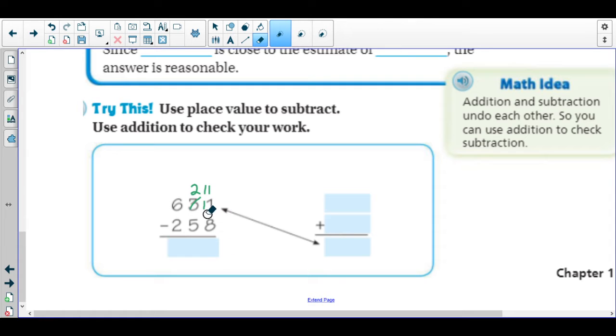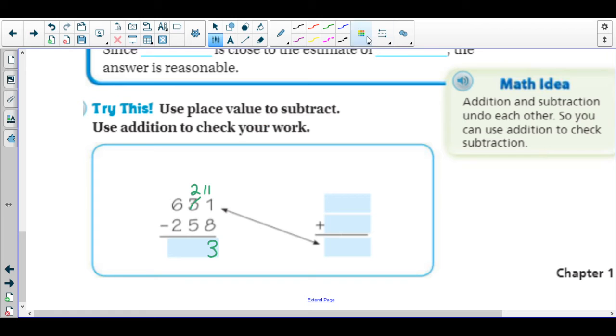And for this example, I'll just go ahead and keep it like that. So, can I take 8 from 11 now? Absolutely. And that's going to give me 3. Now I need to take 5 from 2. Can I do that? No, because the top number is smaller than the bottom one.